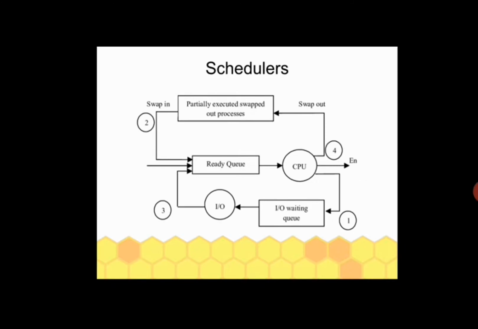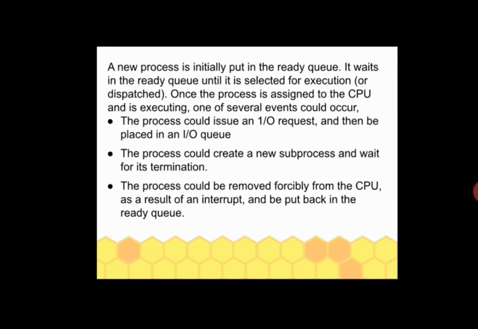Okay, so next thing is the CPU scheduler. I don't think I will explain this in the next video, but as of now you think this much. So there can be 3 events. These are the 3 main events. Here I can give an example for the last point, removed forcibly from the CPU.